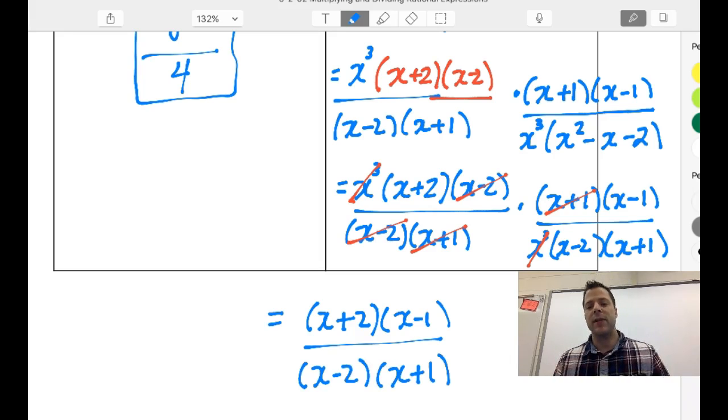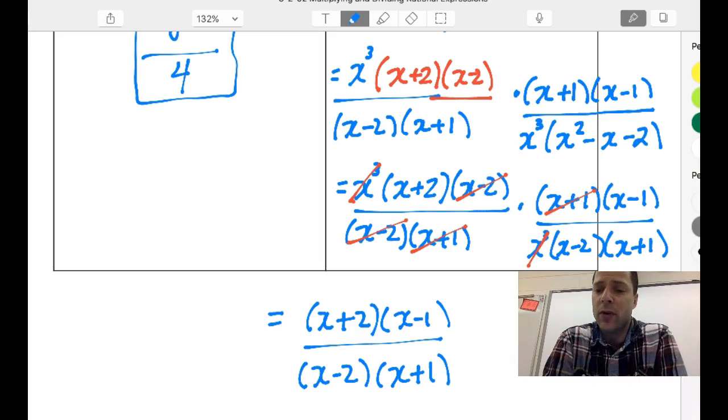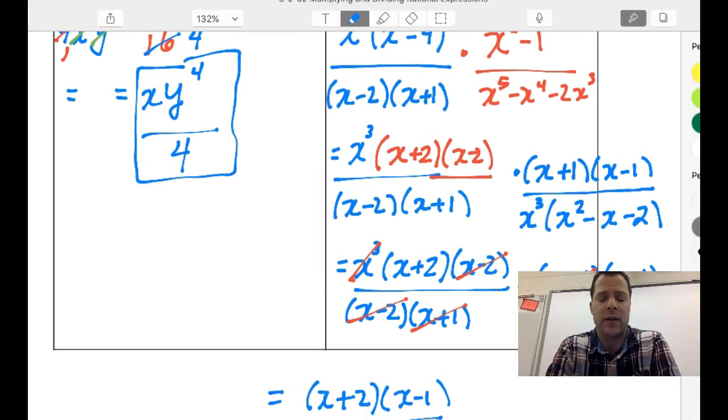So that's dividing polynomials, and we're going to work more with this in class, but I just want to give you a heads up, and you can notice there's a lot of factoring involved here. So we're going to rely on that skill from previous sections.